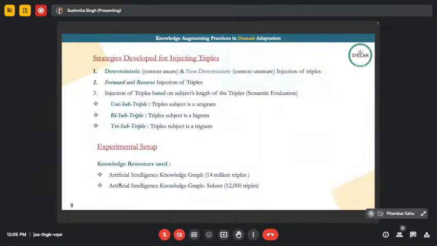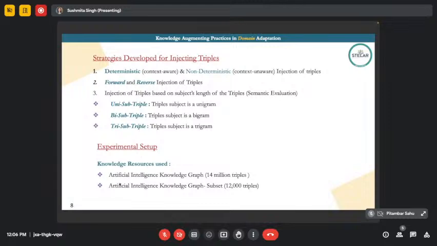Moving further, summing up, what are the strategies involved? As I mentioned, there were two kinds of approaches based on the generalization or scalability of the model: deterministic and non-deterministic. When you want the knowledge to be very focused on the domain, then you use deterministic, that is context aware. So if I talk about a movie, or a particular health condition, then I use only the knowledge best suited for that particular scenario or use case.